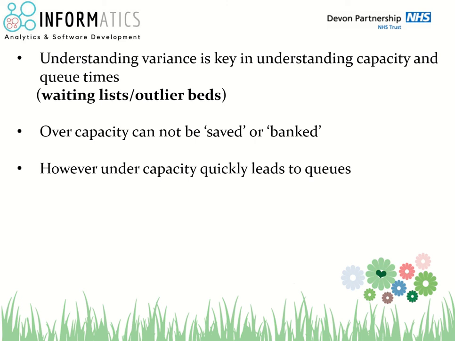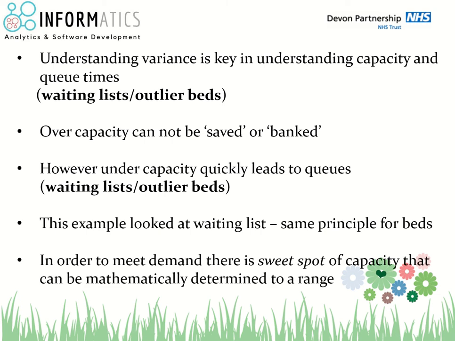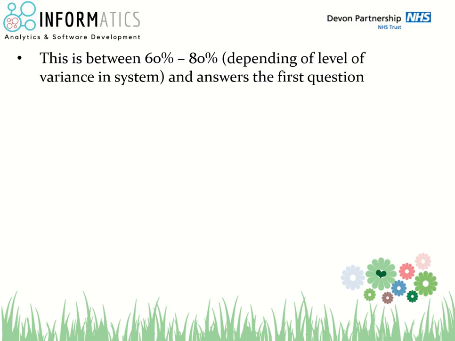However, and I think this is much more clear, under-capacity leads very quickly to queues, and those things bounce off each other, and you'll get into the spiral of extreme queues or requiring further beds. Like I say, this example looks at waiting lists, but it's exactly the same principle for beds. So for demand capacity, there's a sweet spot of capacity that you need to service your demand. And like I said, that can be calculated to a range, which is generally around 60 to 80%. But again, it depends on how volatile your system is.